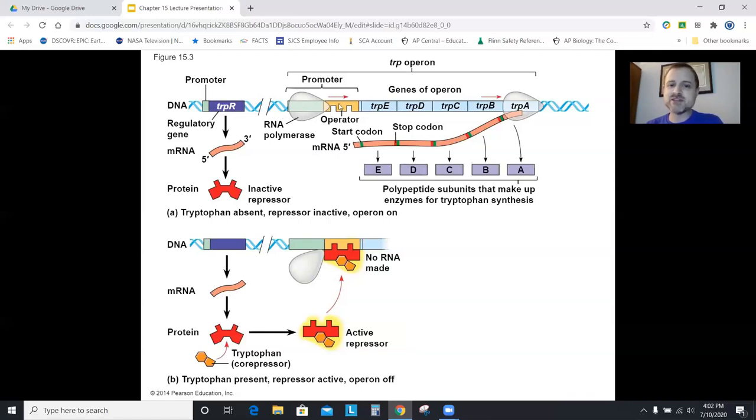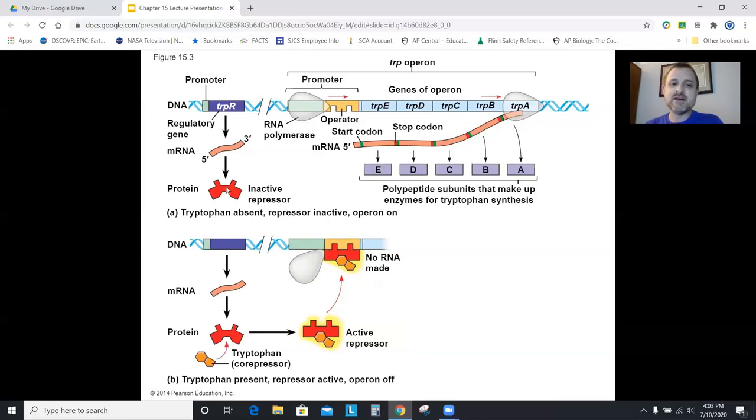The operator is this Lego-looking thing between the promoter, between RNA polymerase and the actual gene. And notice there are these little square-shaped boxes. If something binds here, it physically blocks polymerase.